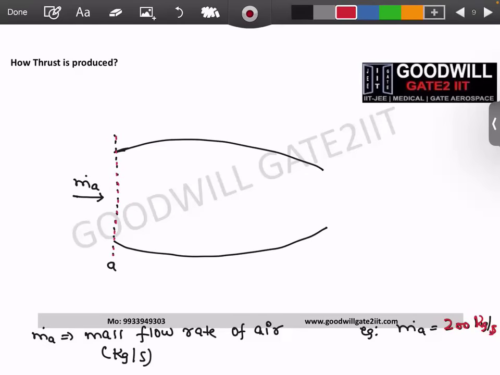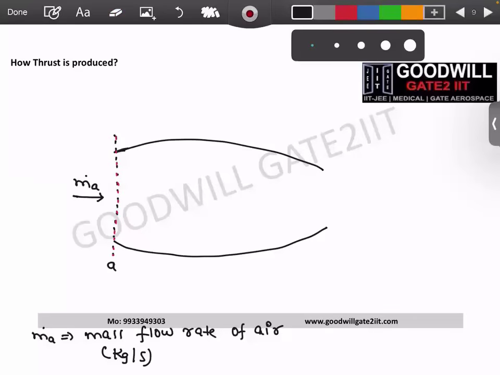Similarly, it can be 50 kg per second. So it tells you how much air is entering inside the engine every second. And this is the reason they are air breathing engines, right? Air is entering inside the engine. Now, this air has to enter with certain velocity, right? And we will denote this as CI.